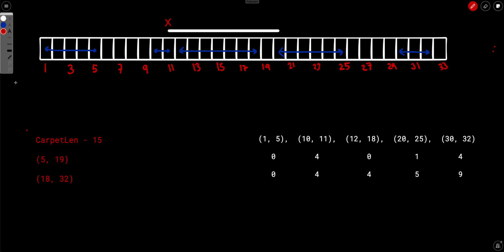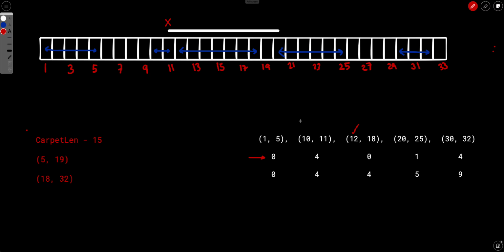So these are the ranges, right? Now 1 to 5 is covered by carpet, 10 to 11 is covered by carpet, similarly 12 to 18 is covered by carpet, and so on and so forth. Now what we are finding is how many cells are uncovered within the range. So first we find out how many cells are uncovered before 1. The number of cells which are uncovered before 1 is 0.